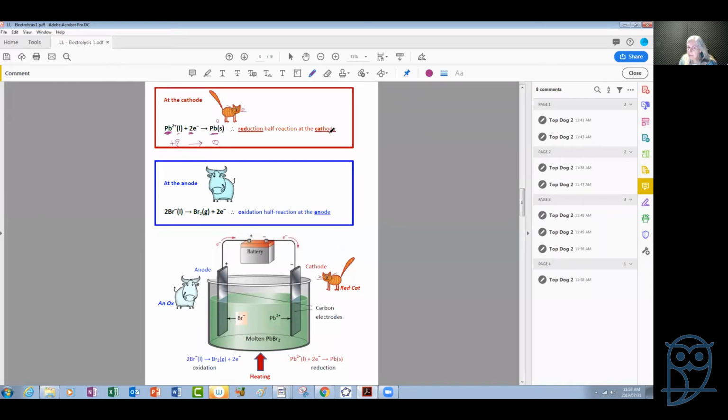And how do we remember that? Red cat. You see this red cat? There is a reason why it is a red cat, to remind us that the reduction takes place at the cathode. Reduction at the cathode, red cat.